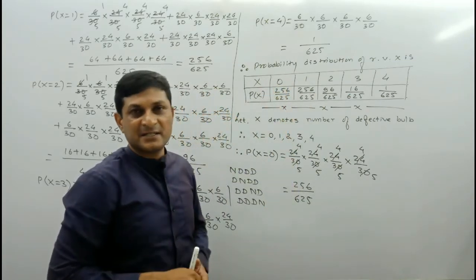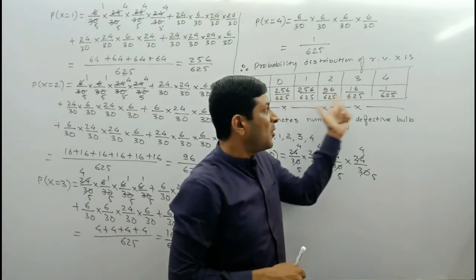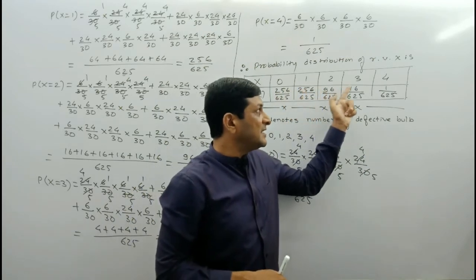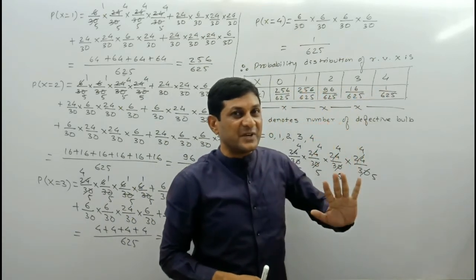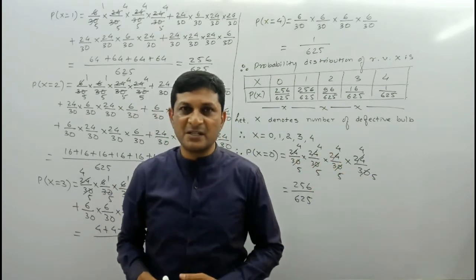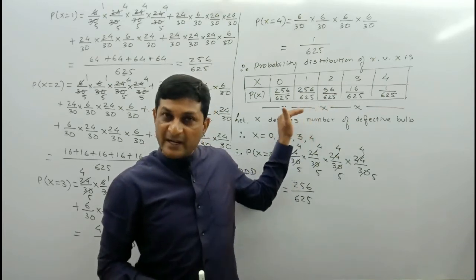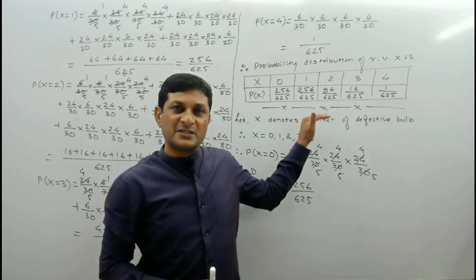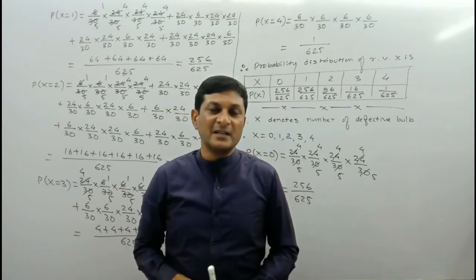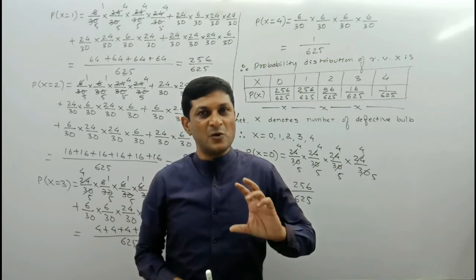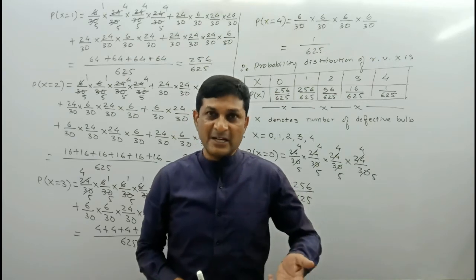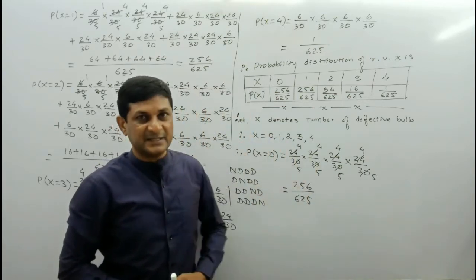To check whether our answer is correct or not, just check that the addition of all the probabilities is 1 or not. So addition of 256, 256, 96, 16 and 1. If it is 625, then 625 upon 625 will be equal to 1. I know that the addition is definitely 625, means the addition of numerators is 625, and 625 upon 625 you will get 1. So our answer is correct here. So in this example, you have to observe the conditions very carefully. What is the condition? Replacement. That's why we have got these different cases.